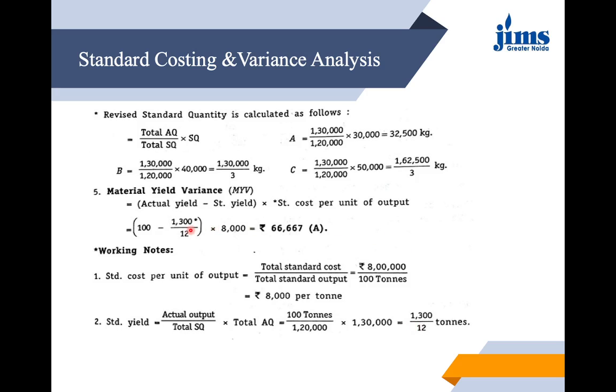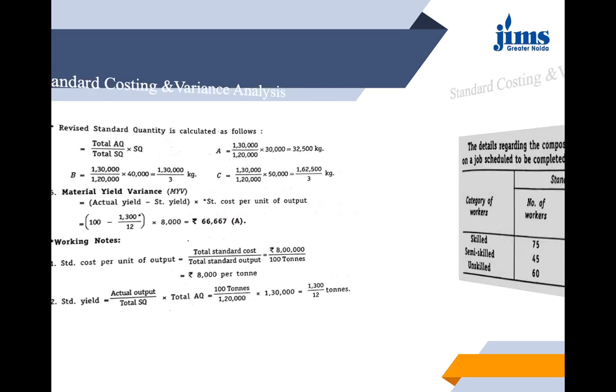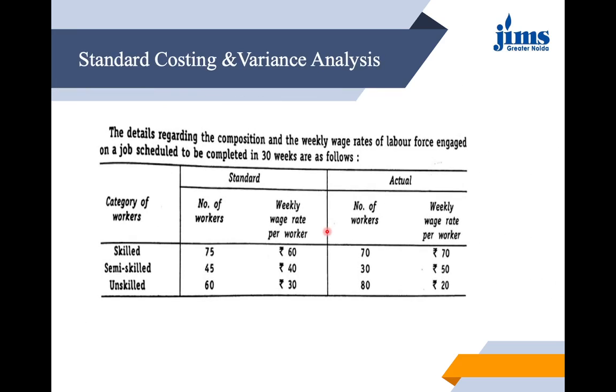We can use the same here in the formula. Instead of converting it into decimals, we are using it as a fraction only, and we can find out that there is an adverse variance of 66,667.